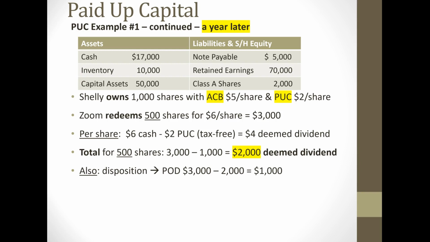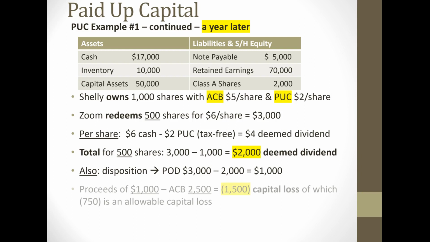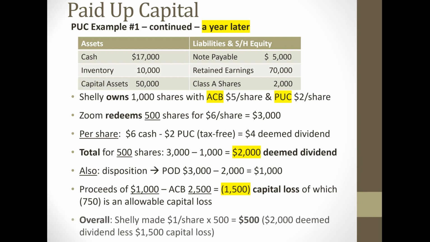Now, we're going to calculate whether she has a capital gain or loss based on her adjusted cost base. She's selling the 500 shares with deemed proceeds of disposition of $1,000. Her adjusted cost base, she paid $5 per share times 500 shares, is going to be $2,500. So she's also going to report a capital loss of $1,500, of which 50% is allowable. So let's think about this overall. Overall, she made $1 per share.